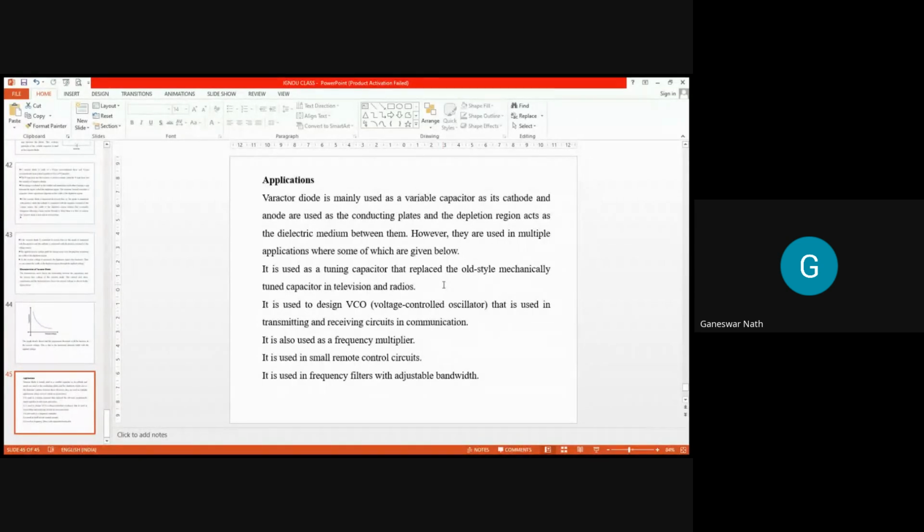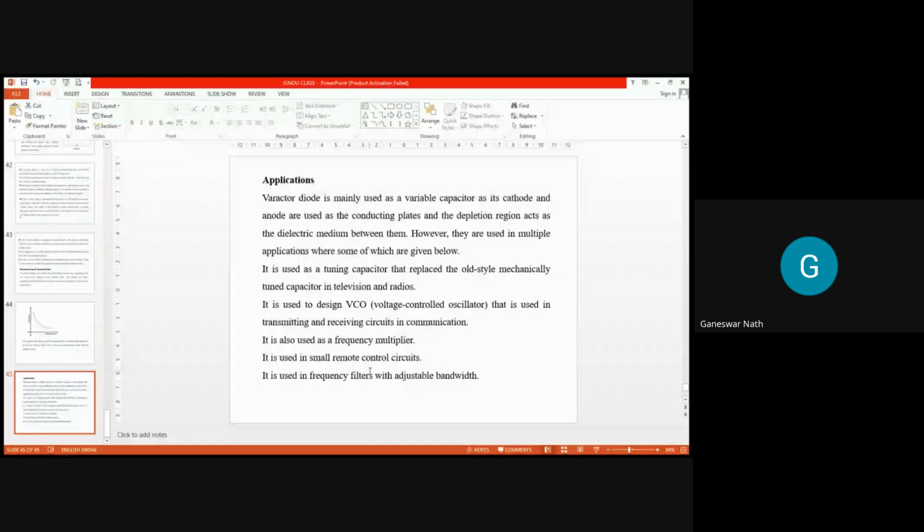It is used in transmitting and receiving circuits in communication systems. Almost all communication systems use this varicap or variable diode capacitor. It is also frequently used as a frequency multiplier. We have different frequency bands, and whenever we need a complex frequency circuit, we can also use this variable diode capacitor.